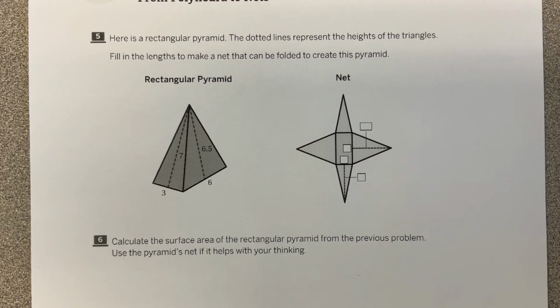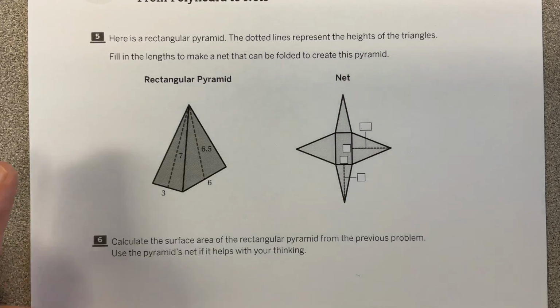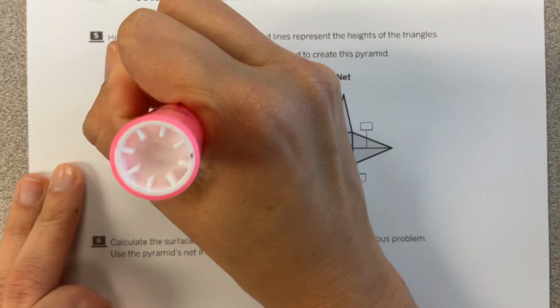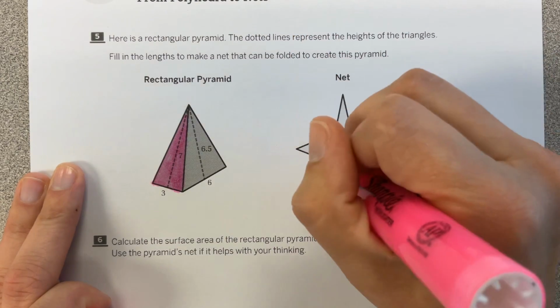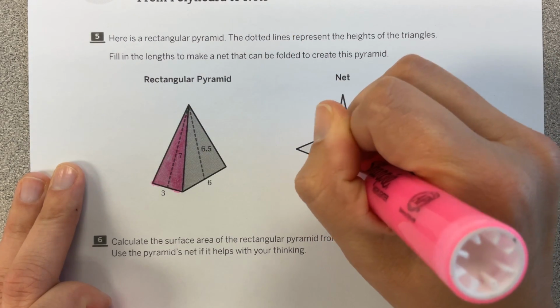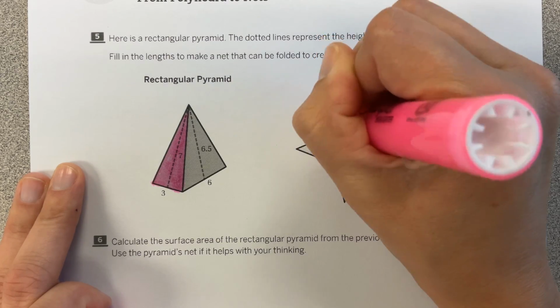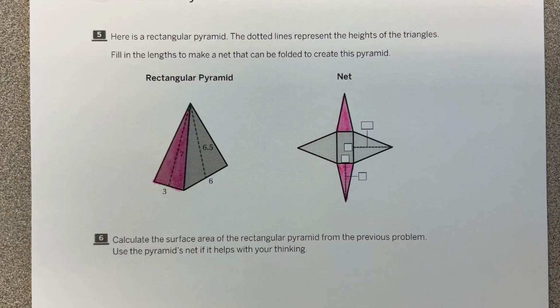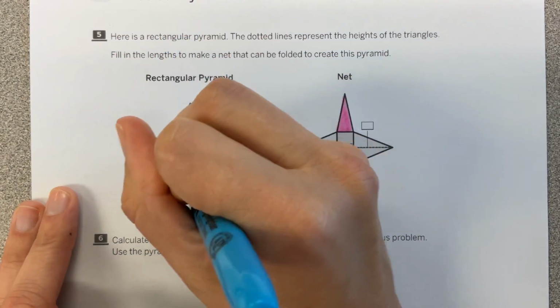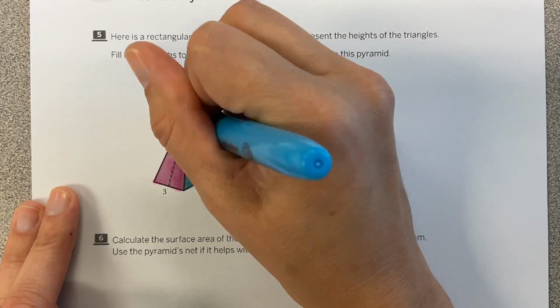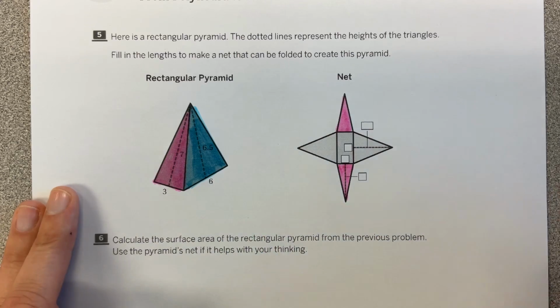All right, number 5. Here's a rectangular pyramid. The dotted lines represent the heights of the triangles. Fill in the lengths to make a net that can be folded to create the pyramid. So we have 2 triangles here. We've got this skinnier triangle, which I'm going to match up with this skinnier triangle and this skinnier triangle, because those opposite sides are the same. And then we have this bigger triangle. Not just by looks, but you can tell they're different because here the length across is 3 versus here the length across is 6.